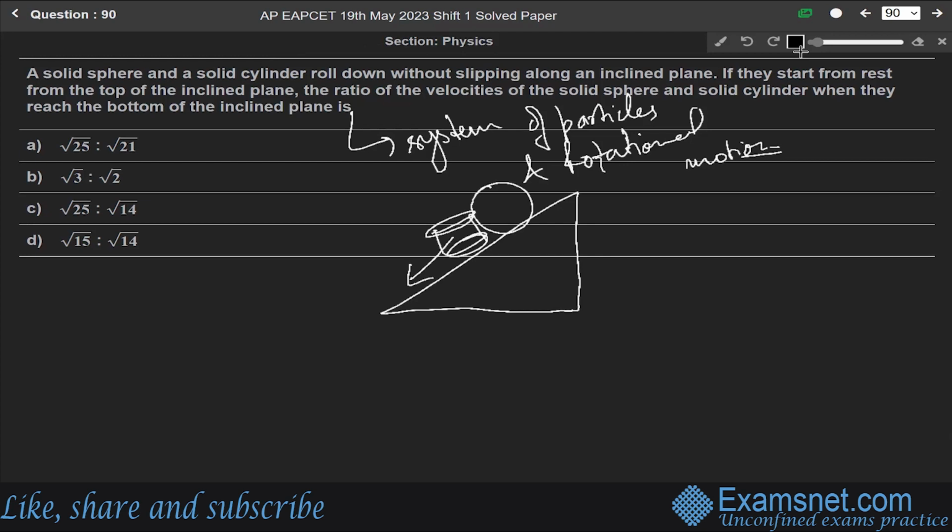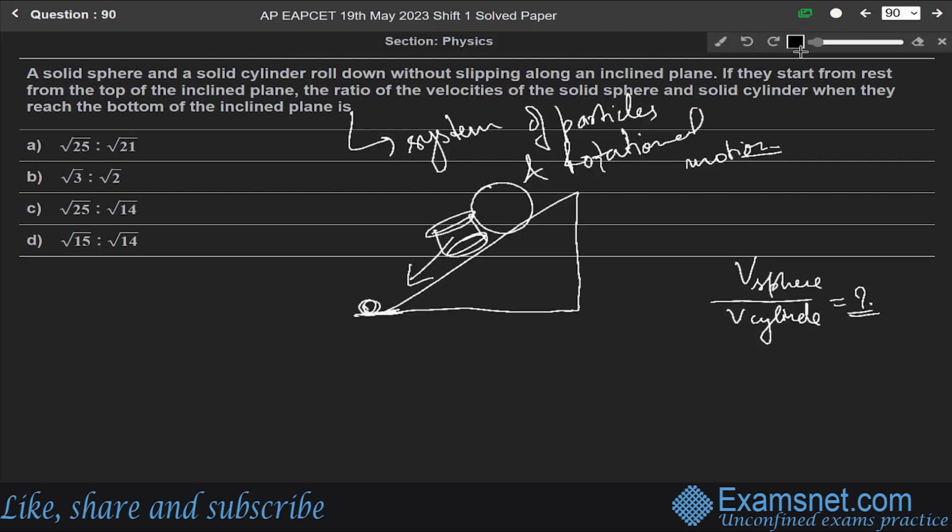Okay, they start from rest. From the top of the inclined plane, we have to find the ratio of the velocities of the solid sphere to the velocity of the cylinder, when they reach the bottom of the inclined plane.